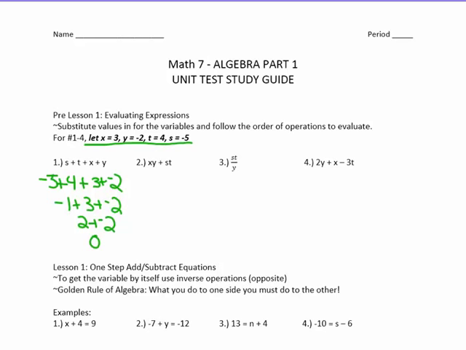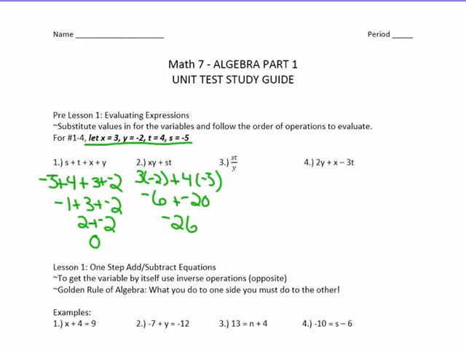Here, when we have the letters right next to each other, it means to multiply, so we're going to have 3 times -2 plus 4 times -5, and I know I put those in the reverse order, but the commutative property says I can do that. So 3 times -2 is -6, 4 times -5 is -20, adding 2 negatives, we're going to get negative.